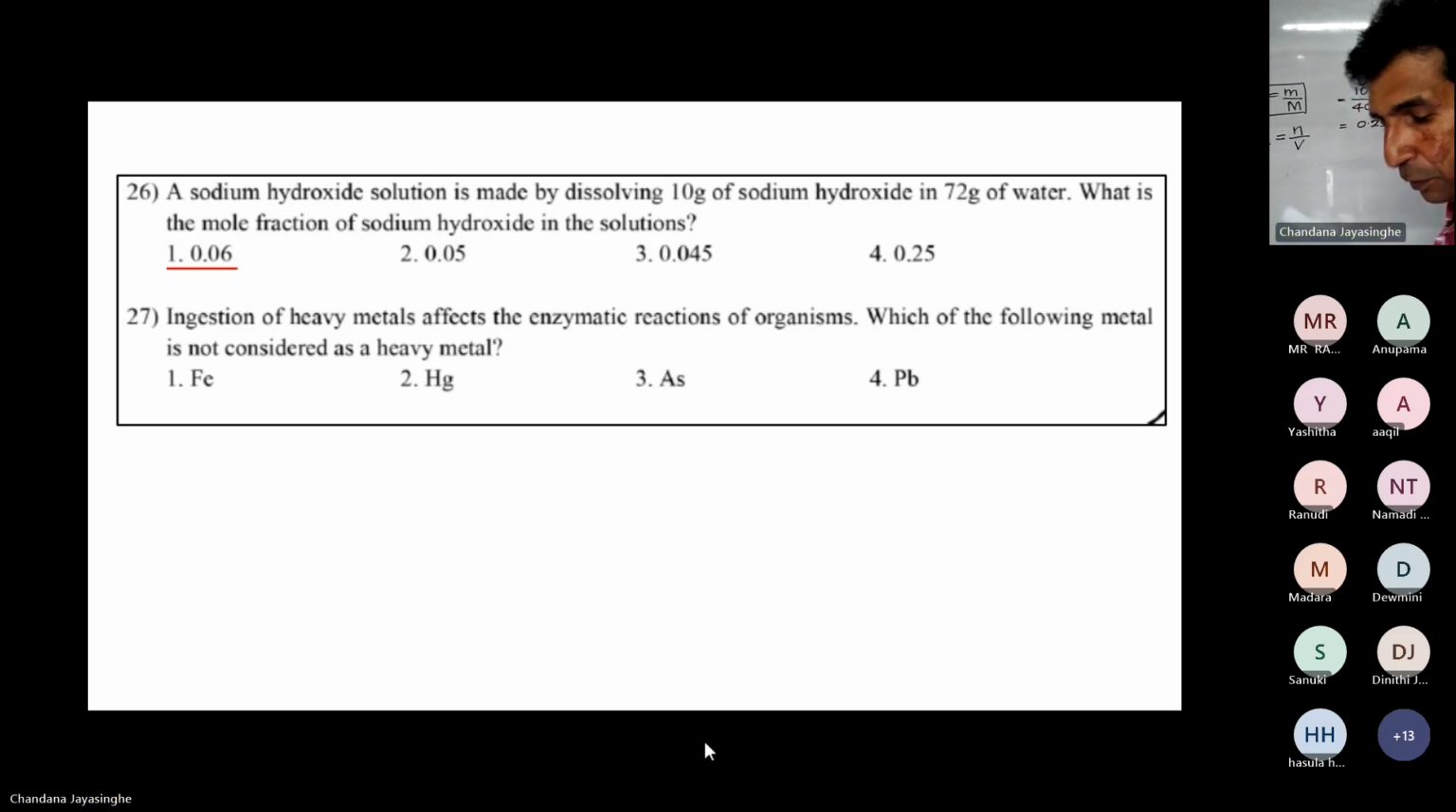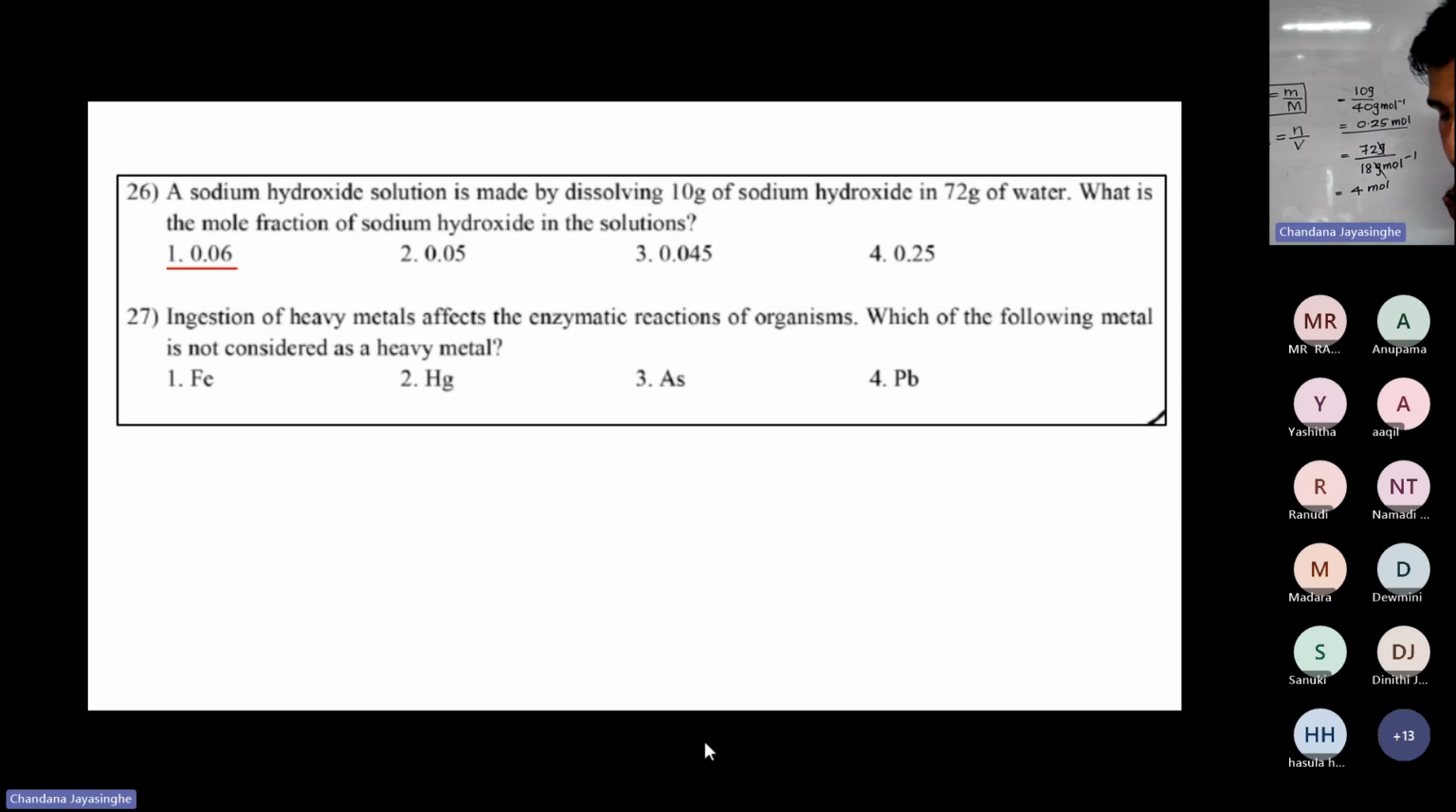Moles of water. There we come across the mass of water, 72 grams. Molar mass of water, 18 grams per mole. There we finally come across the answer: 72 grams divided by 18 grams per mole comes to 4 moles. This is the moles of water.